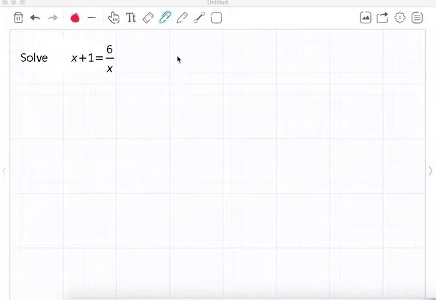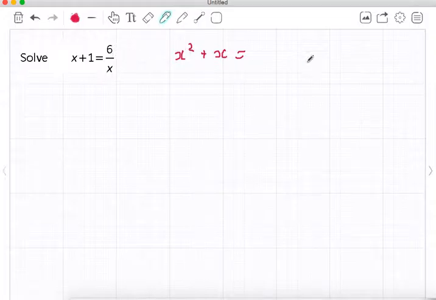So it becomes x times x gives me x squared. 1 times x gives me x. And 6 divided by x times x gives me 6. Now the reason I did that is I wanted to get rid of the fraction. So now it becomes an equation all written on one line, and it should be fairly simple. It's certainly simpler than with a fraction.